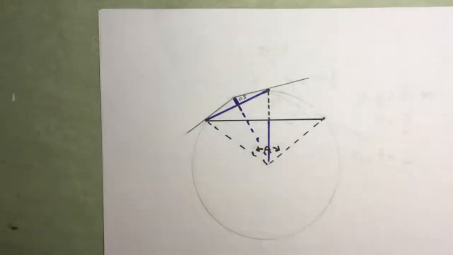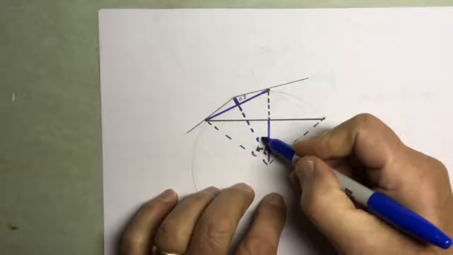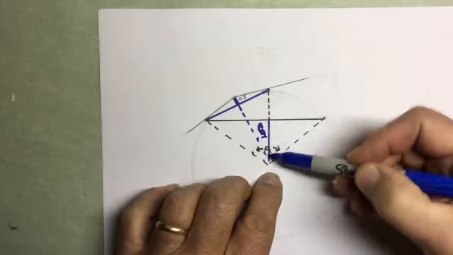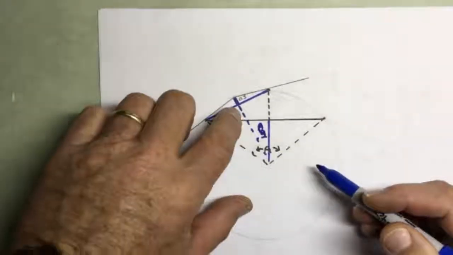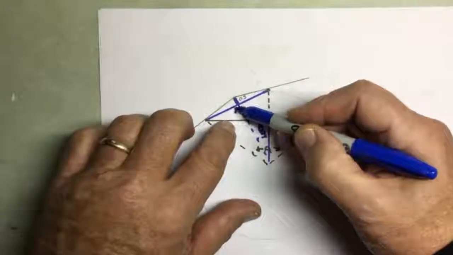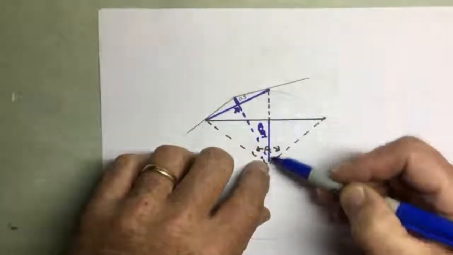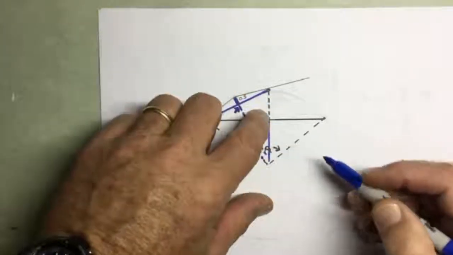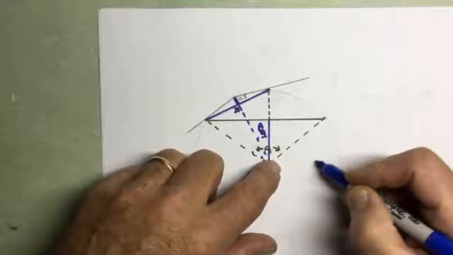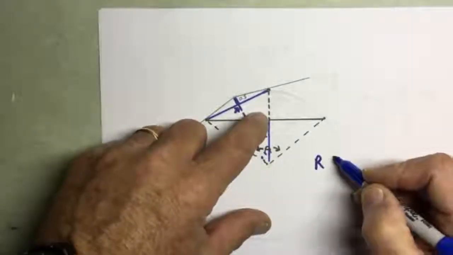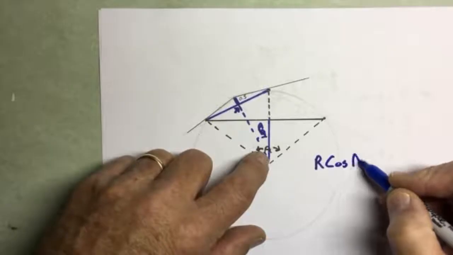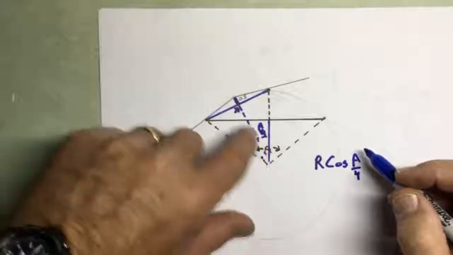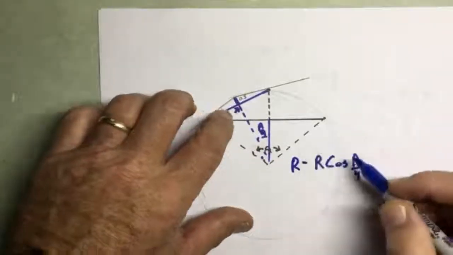So this angle right in here is A over 4, and we've already calculated that. And this is, of course, the radius. This line here, from here to here, that's the cosine of this triangle. So this is length, that would be the radius cosine of A over 4. So our offset is R, the whole length, minus this amount. So that's equal to our offset.